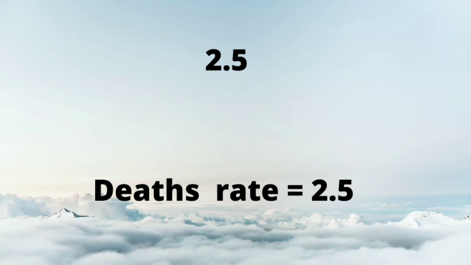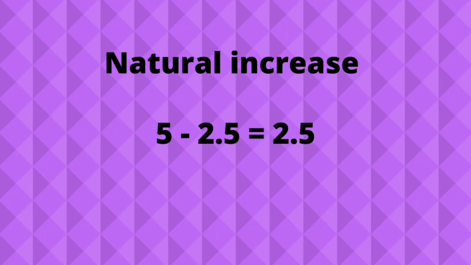So the birth rate is 5 and the death rate is 2.5. So the natural increase, as I said, all you do is take away the death rate from the birth rate. So it is 5 minus 2.5, which is 2.5. So the natural increase is 2.5. What this is saying is that for country X, for every 1,000 persons, the population is increasing by 2.5. So 2.5 is the natural increase.